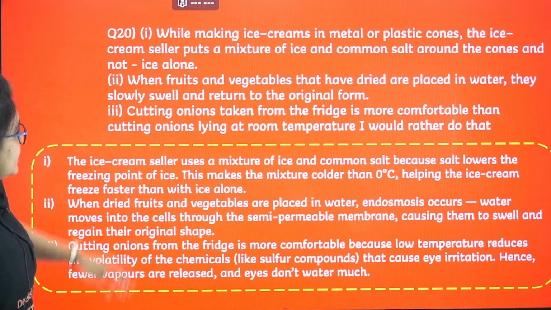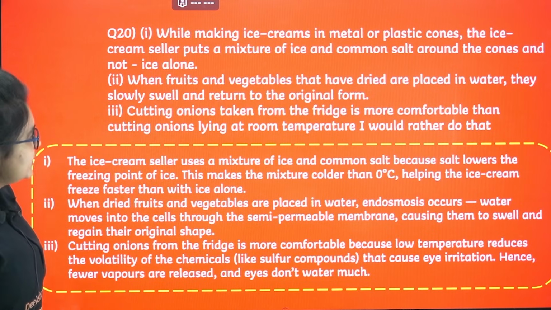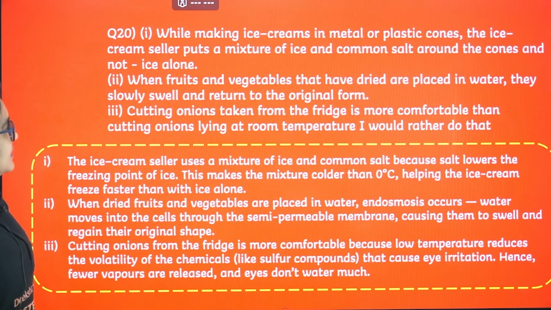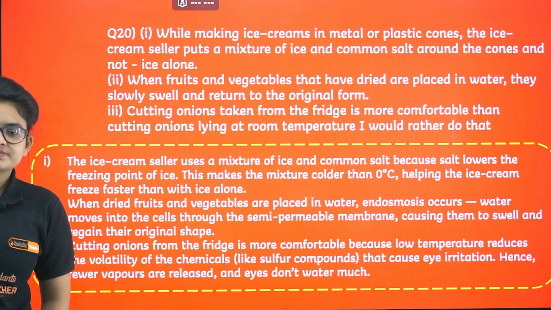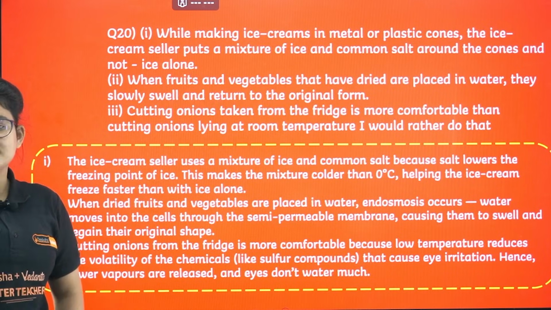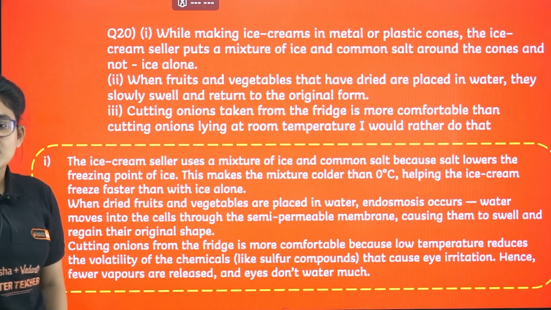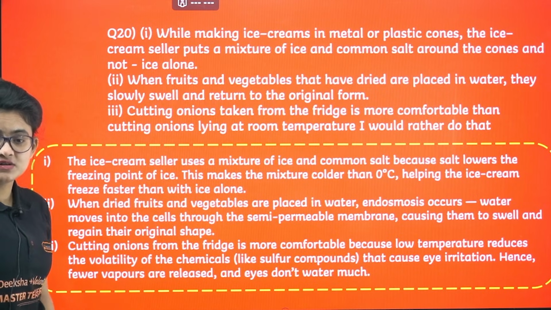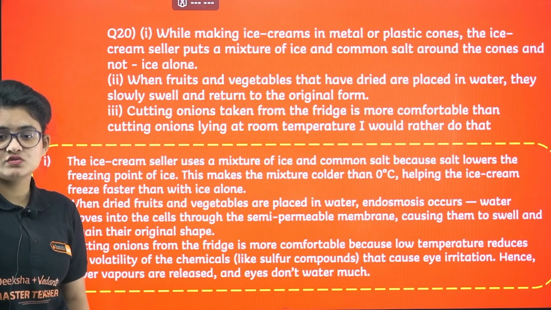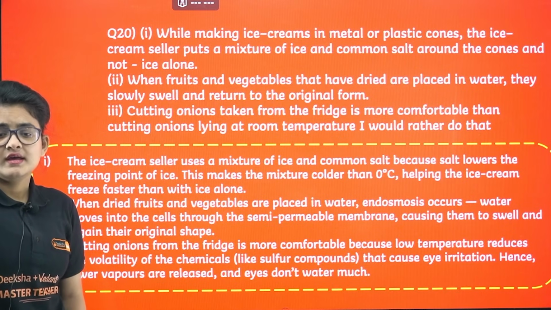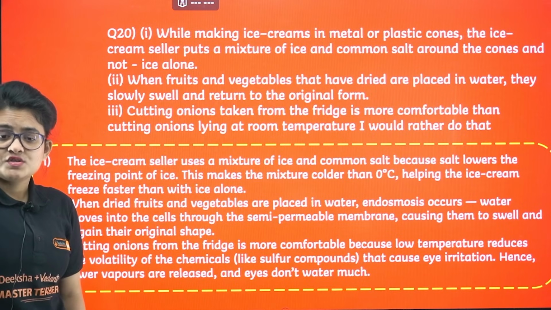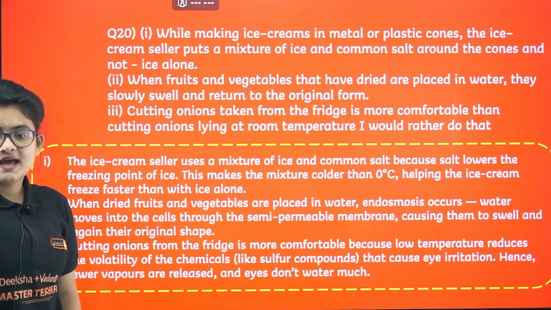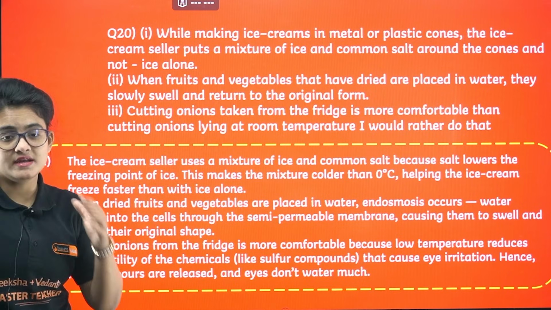Next, cutting an onion taken from the fridge is more comfortable than cutting an onion lying at room temperature. I would rather do that. Why is it more comfortable? Because it reduces the volatility of the chemicals, because the temperature is low. As a result, the volatility of the chemicals present there, majorly sulfur compounds that cause eye irritation, is reduced. So you will not get eye irritation.